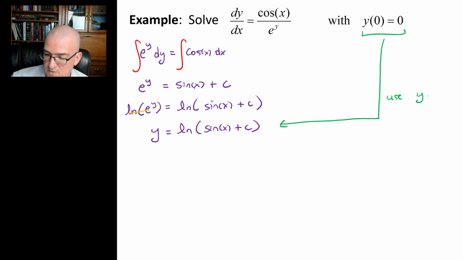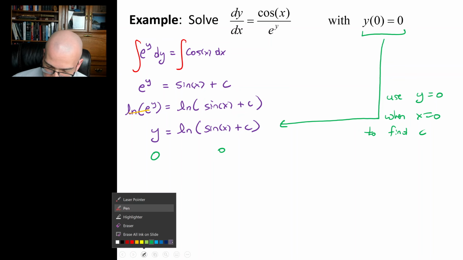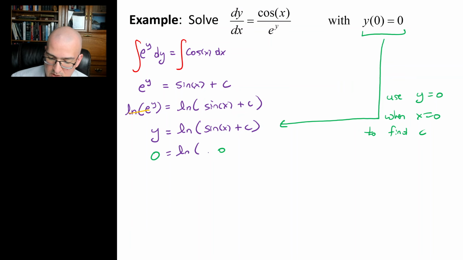Use y equals 0 when x is equal to 0 to find c. So 0 and 0. 0 is equal to the ln of the sine of 0 plus c. Sine of 0 is 0. So 0 is the ln of 0 plus c. So 0 is equal to the ln of c.